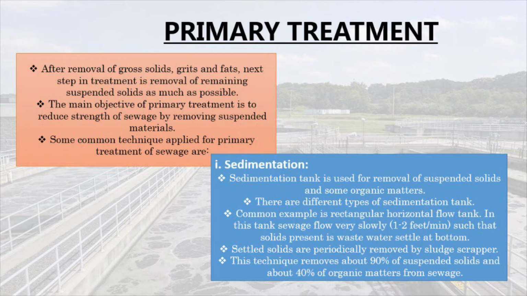In this tank, sewage flows very slowly, for example 1 to 2 feet per minute, such that solids present in wastewater settle at the bottom. Settled solids are periodically removed by a sludge scraper. This technique removes about 90% of suspended solids and about 40% of organic matter from sewage.